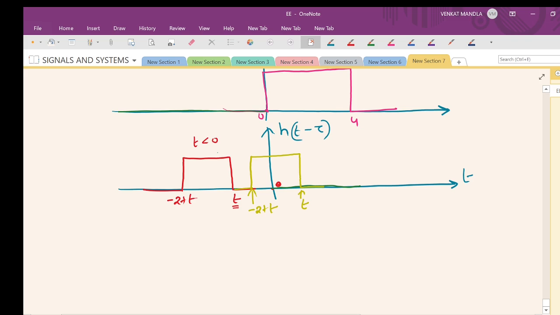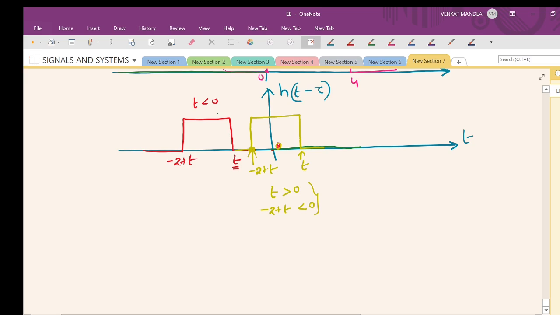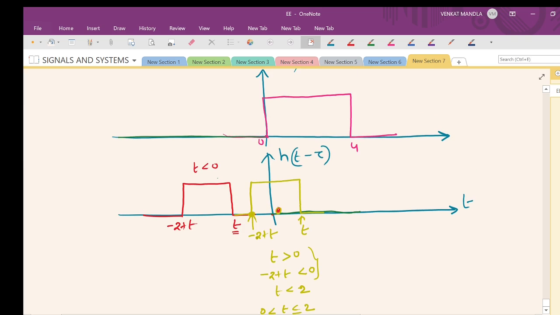This clearly shows the limits of t. Here t is greater than 0 and minus 2 plus t is less than 0, so I have written this point which is less than 0. So t is less than 2, that is, 0 less than t less than 2, and you can include the equal to in the continuous case. So these are the limits of t, from minus 2 plus t to t.